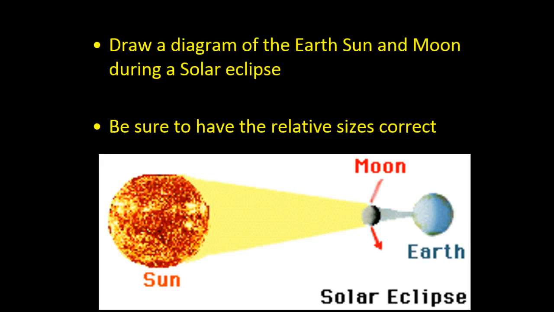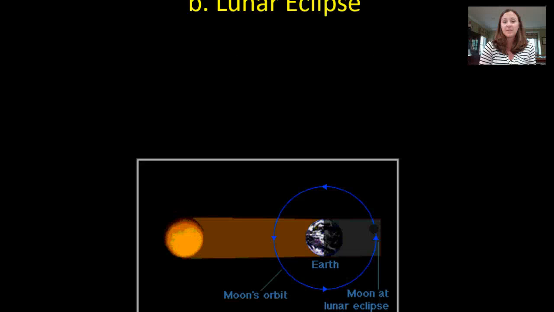I want you to draw a diagram of the Earth, the Sun, and the Moon in your notes during a solar eclipse. Please make sure you have the relative sizes. So the Sun should be the largest, the Moon the smallest, and the Earth a medium size. And make sure you use your pencil or pen to cast the shadow onto the Earth, so that we get a full idea of what a solar eclipse is. Hit pause if you need to, but I'm going to continue on with lunar eclipses.